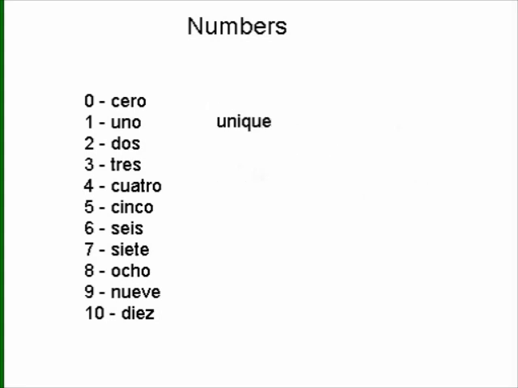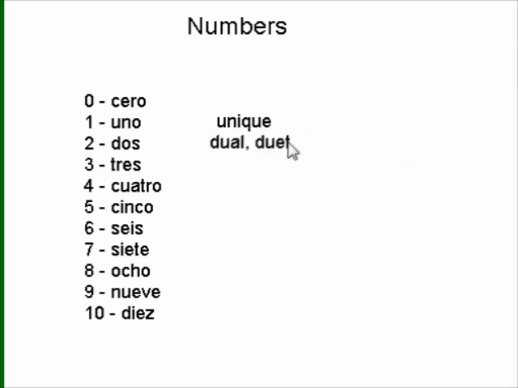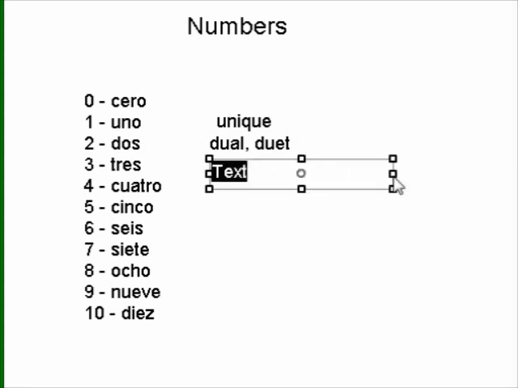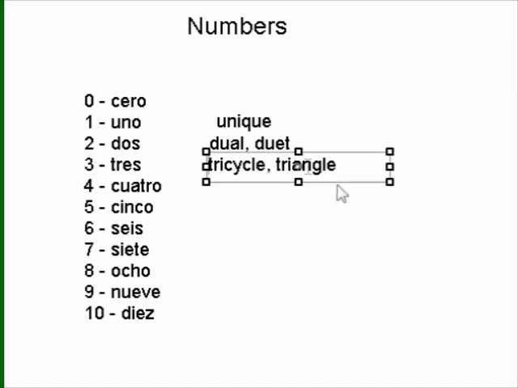Dos, we have a lot of words in English that are related to that, such as dual, duet, and I'm sure we could come up with others. Tres, we use tri in English a lot, like a tricycle, a triangle, and so forth. Triple, triplets, lots of things. Those words are all related to the word tres.